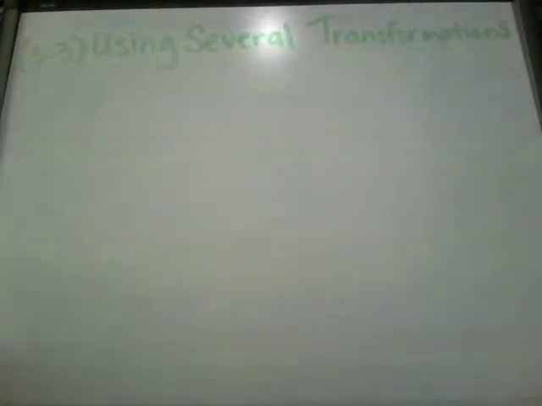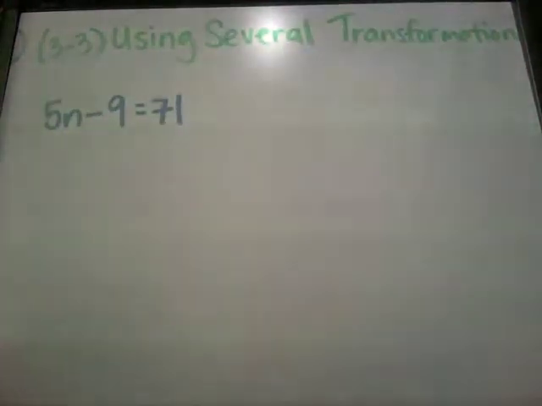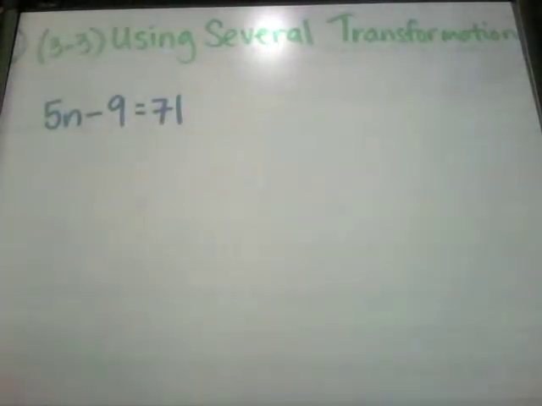Transformations. Remembering that by transformation, we just mean doing the opposite operation on both sides of the equal sign. So first example, 5n minus 9 equals 71.